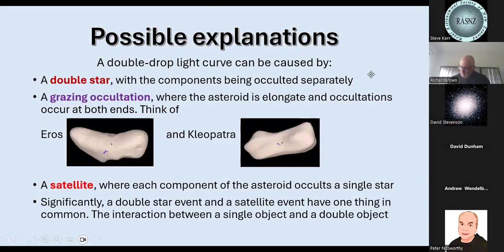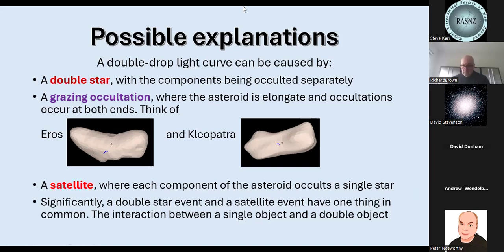Possible explanations of a double dip light curve: a double star. A graze occultation, I've got the shape of Eros and Cleopatra. Depending on where the star goes past, you can see how you get a drop there and a drop there, or here and here. Double drop curves are usually associated with elongate asteroids. And then you have a satellite, where each component of an asteroid is called a single star.